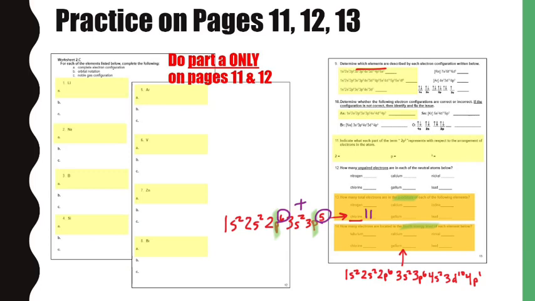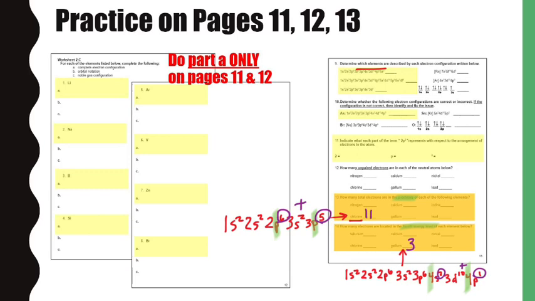So we look for all of the terms that have 4s in them, and then we add up the electrons in those orbitals. This is 2 plus 1. It means that gallium has 3 fourth energy level electrons. So use your configuration as a guide.